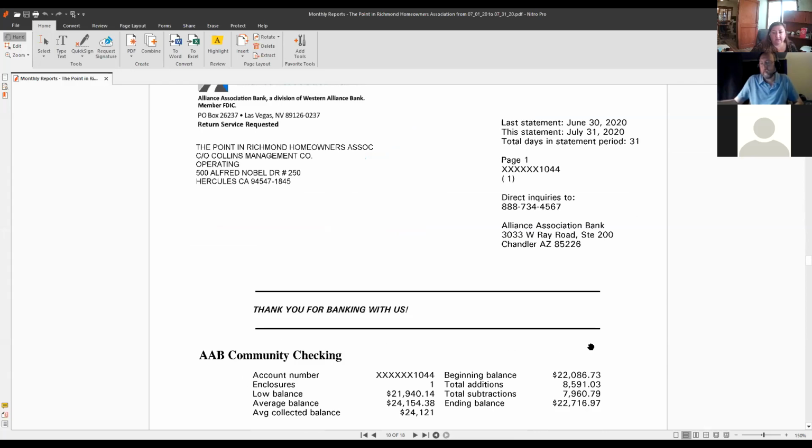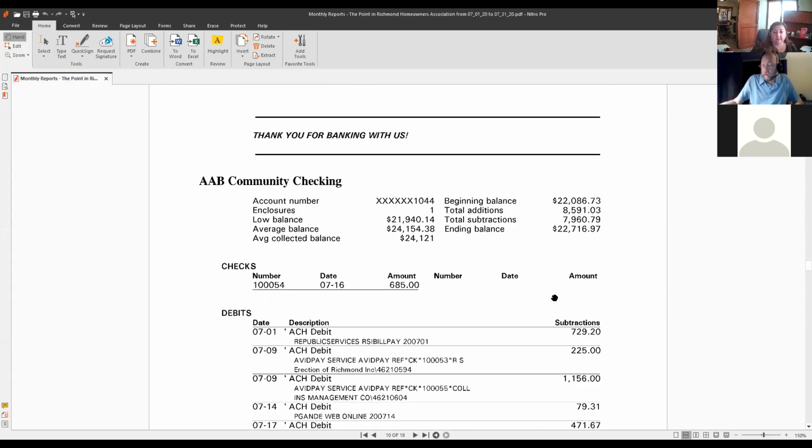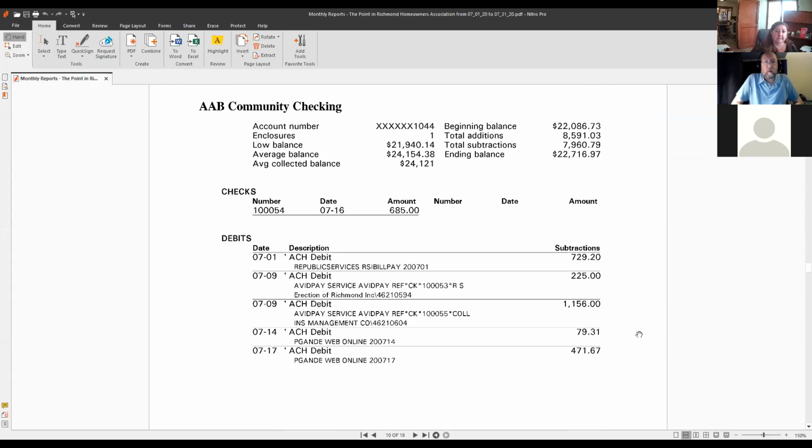Next page is your bank statement. So this comes directly from Alliance Bank. It shows you the checks that have cleared. It shows you the ins, the outs, the beginning balance, ending balance. A lot of people ask why we don't see very many checks that are issued, but yet we see on the check register that a bunch of checks were issued.